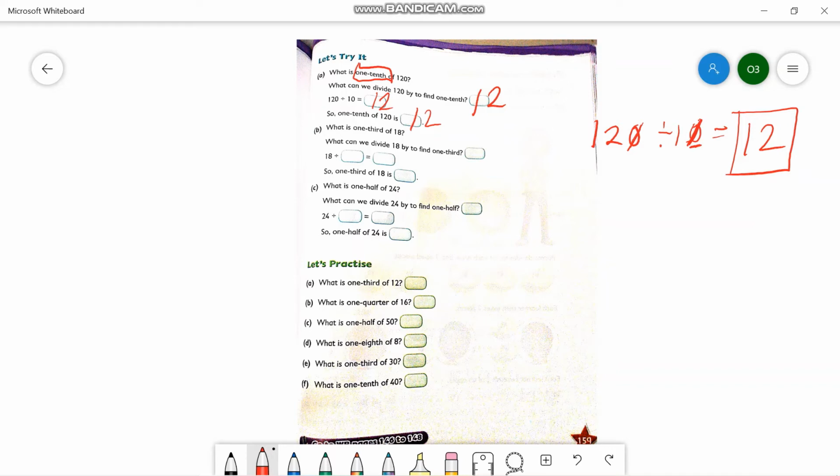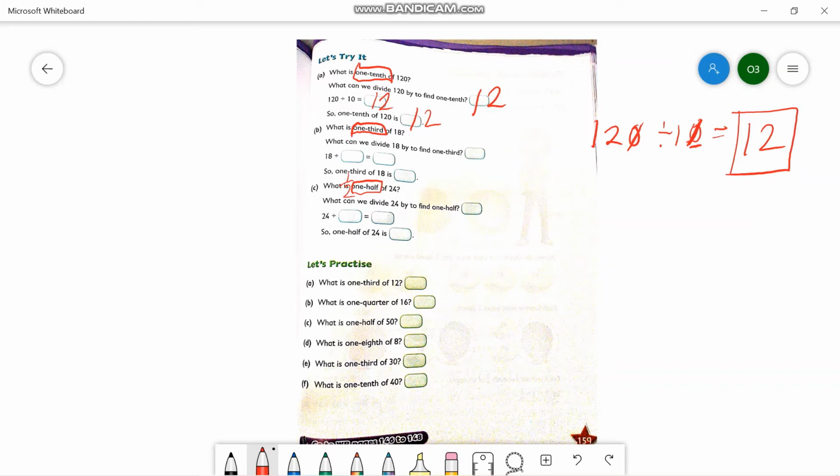Okay, letter B. What is 1/3 of 18? So you're going to divide 18 by 3. Okay. Letter C. What is 1/2 of 24? 1/2, it means you have to divide 24 by 2. Okay. Now let's go to let's practice.